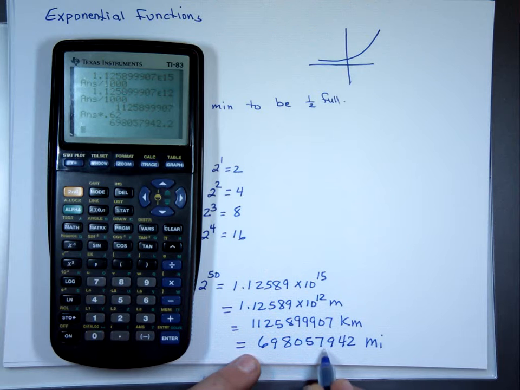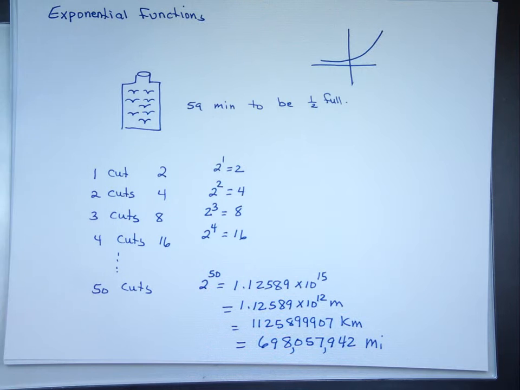See that number? 698,057,942 miles high. Almost 700 million miles high. 50 cuts. So when you said the moon, not even close. It's more than double the distance to the moon.